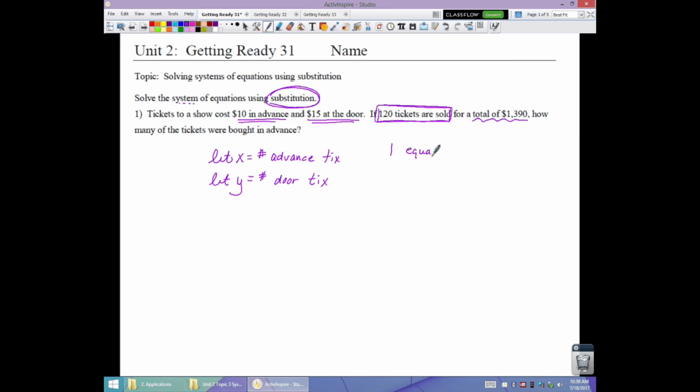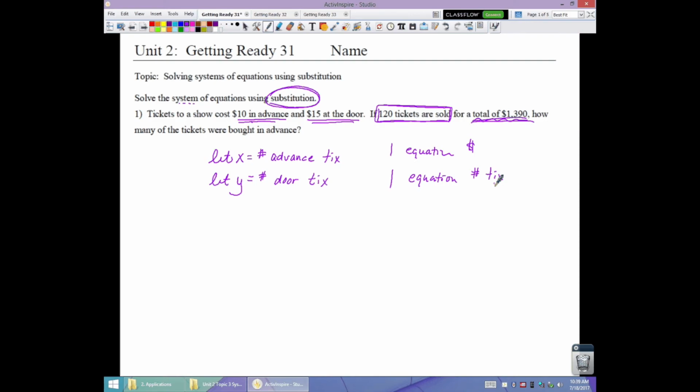One equation will be about money. They give us $10 in advance, 15 at the door, and the total amount of money. But the other equation, this 120 tickets sold, has nothing to do with money. That's just about total numbers. So one equation will be about money and one equation about number of tickets. Okay, keep that in mind. You don't want to reuse any of these numbers. You don't try to force the 10 and the 15 to be in both equations.